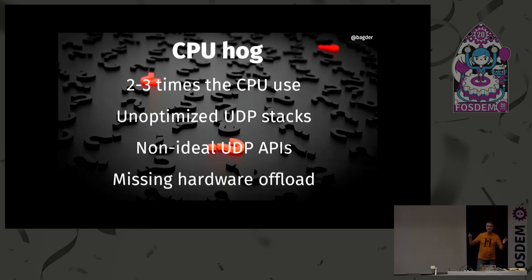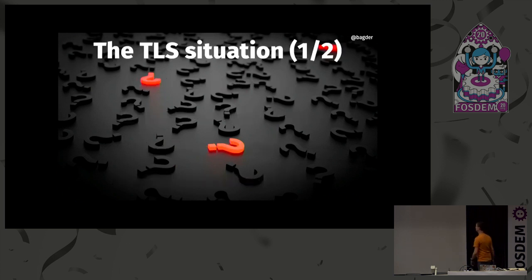And of course, there's no hardware offload for QUIC. And anyone who knows a little bit about serving TLS in a big server farm, you have hardware offload to take care of the crypto stuff in TLS. That's not there for QUIC yet because TLS is different than QUIC. I'll get back to that in a bit.